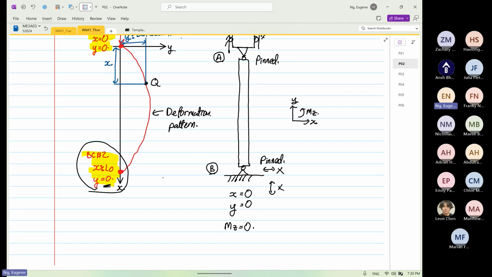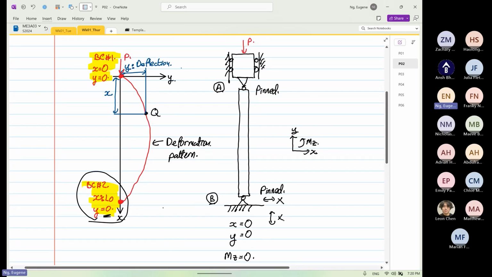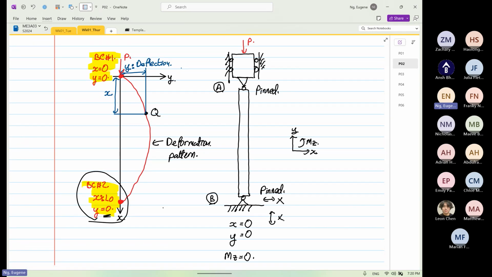And don't just tell me, okay, there's no moment. How do you know there's no moment? I'll give you all a hint. Okay. Now, there's no memorizing in this. You have to be able to visualize this. What happens if we remove the support at point A? Anyone?